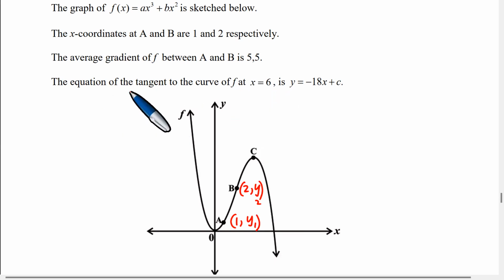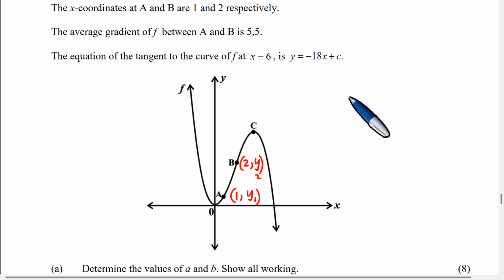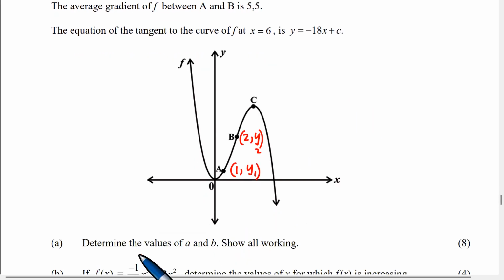The equation of the tangent to the graph of f at 6 is actually this one, minus 18x plus c. Determine the values of A and B. Show all your working. So be good, show all your working, and let's get cracking with this one. The values of A and B.